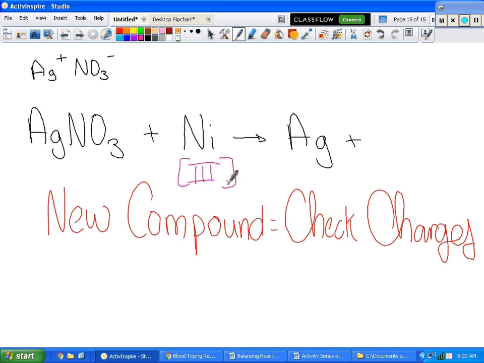But who is nickel now going to be hooked up with? Nitrate. Is that a new compound that you have not had yet? What must you do? Check the charges. All right, so I'm going to write it up here. I just told you that nickel is a 3+, correct? Does nitrate change? Nope, nitrate's still the same. So it's NO3-. What do you do with the ions in an ionic bond? Crisscross. I cannot write that in pink. NiNO3.